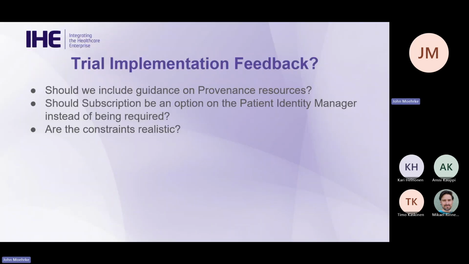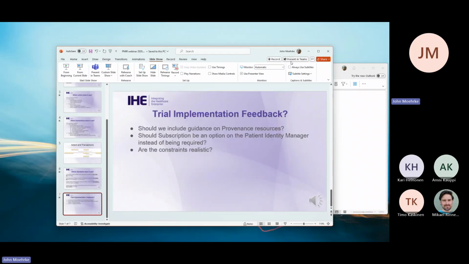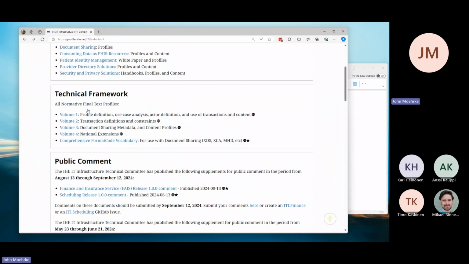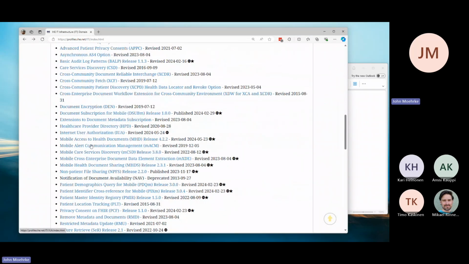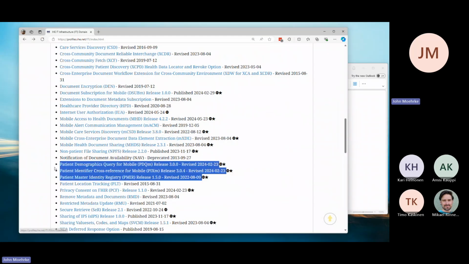Oh yeah, I guess I don't have the link to where that one exists, but I can certainly show that within the... So, like I said, the PMIR you'll find down here, and PIXm and PDQm. So these three are what I have just presented.